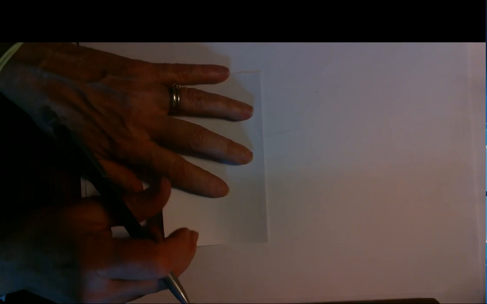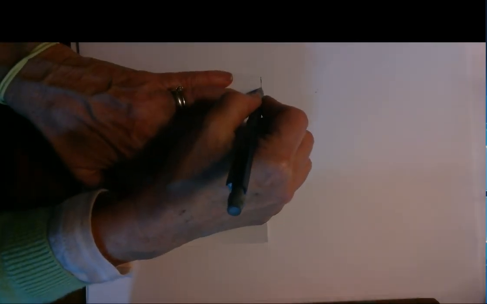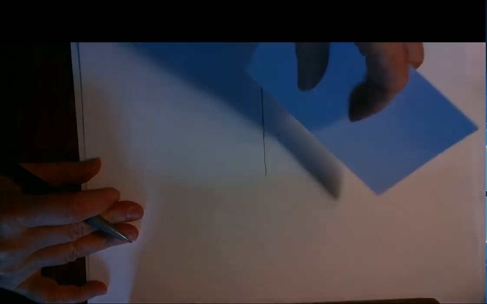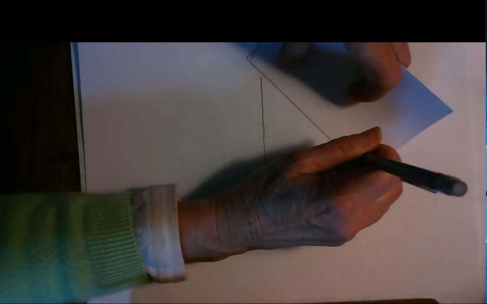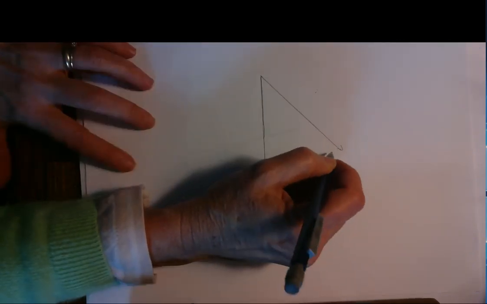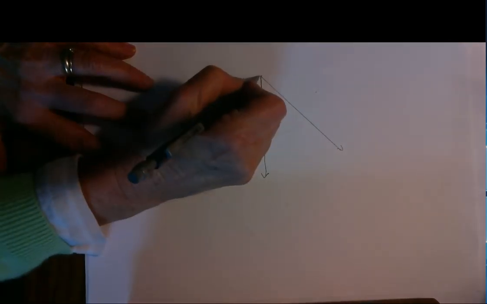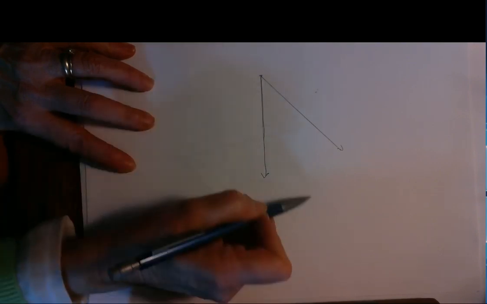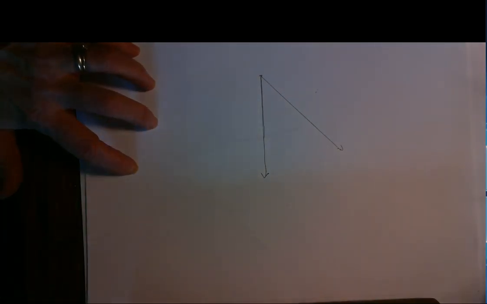My next construction is to bisect an angle. So I'm going to draw an angle and I'm going to try to construct a ray that starts at the vertex of the angle and goes up through the middle, dividing the angle into 2 congruent parts.